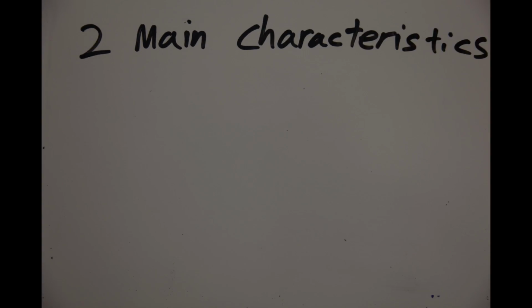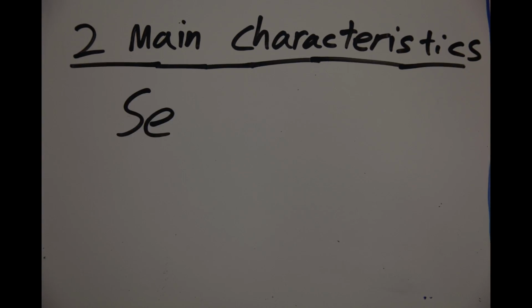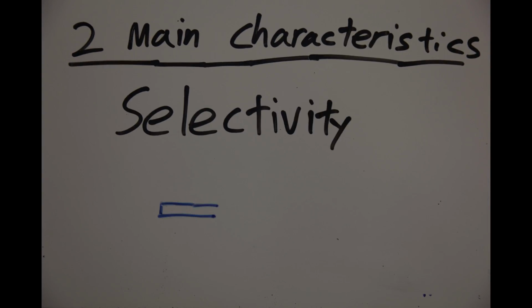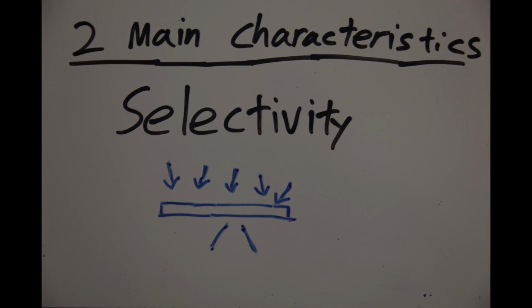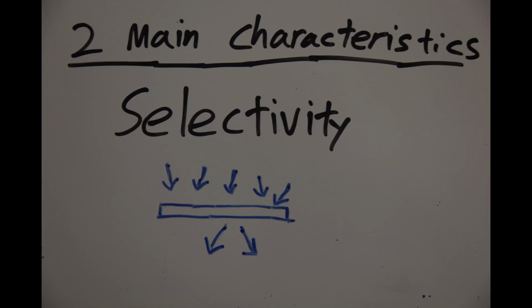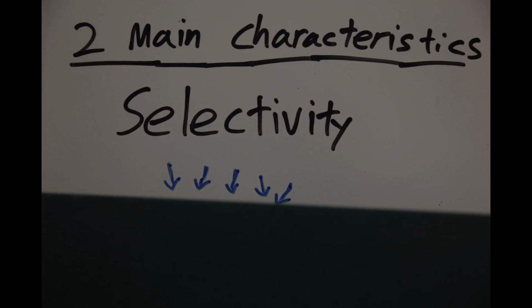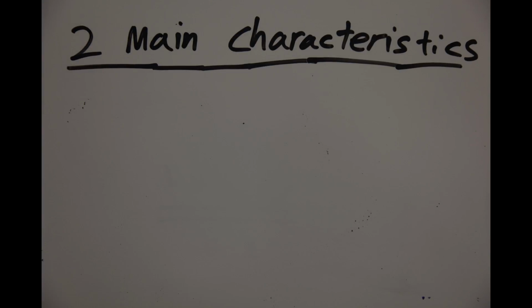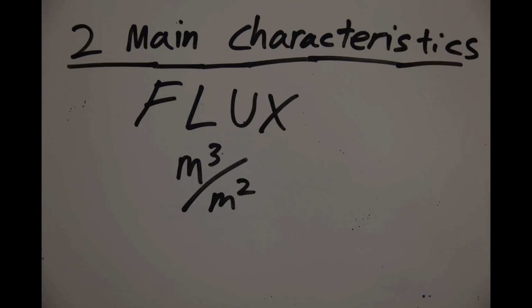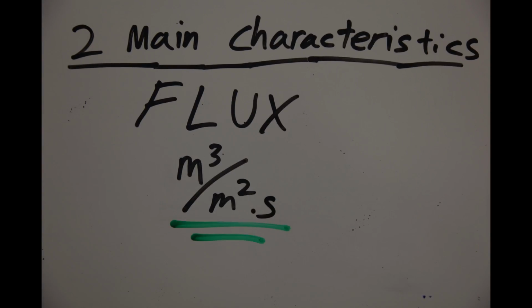There are two main characteristics of the membrane. Firstly, selectivity. Selectivity is the quality of carefully choosing something as the best or most suitable, also called the separation characteristic. Secondly, the permeate flux across the membrane. The membrane permeation flux is defined as the volume flowing through the membrane per unit area per unit time.